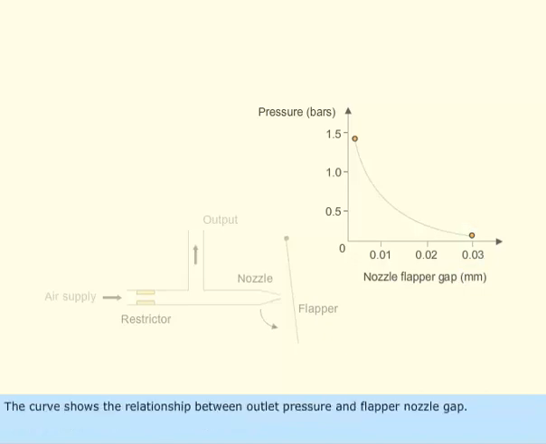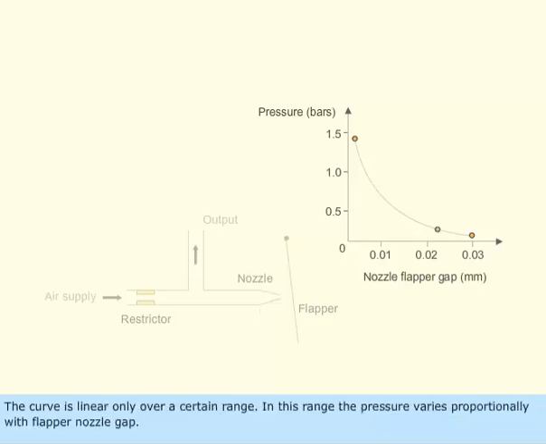The curve shows the relationship between outlet pressure and flapper nozzle gap. The curve is linear only over a certain range. In this range, the pressure varies proportionally with flapper nozzle gap.